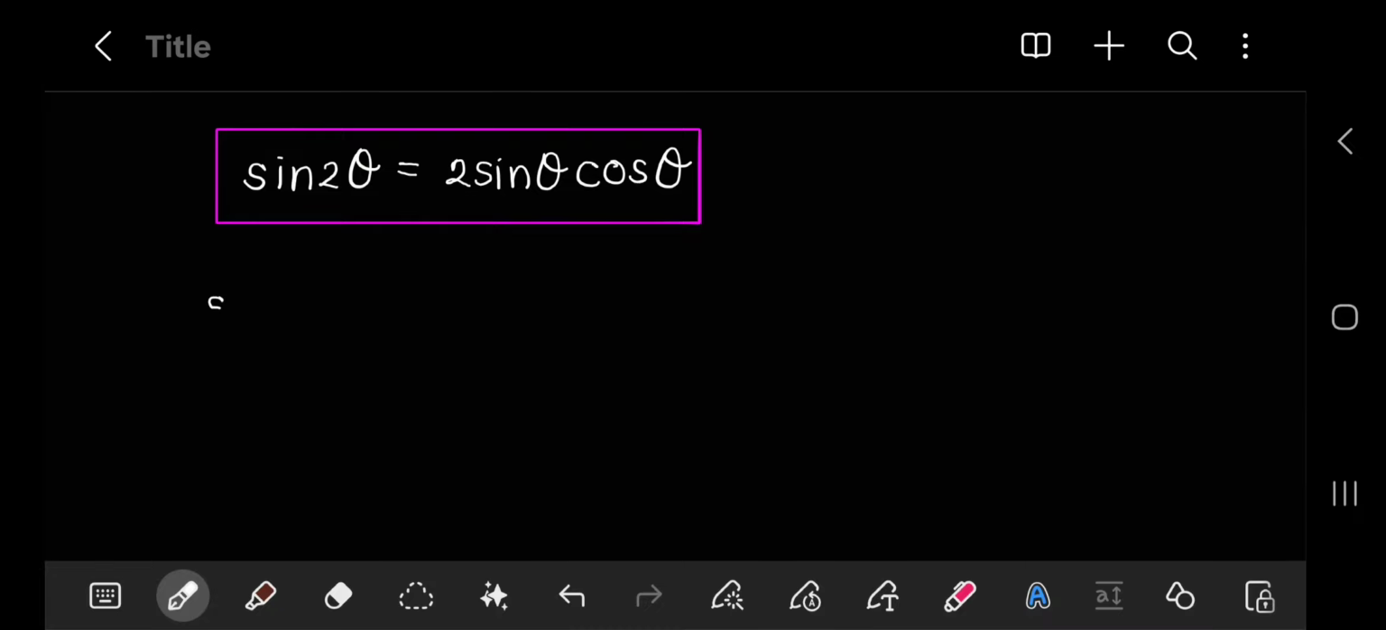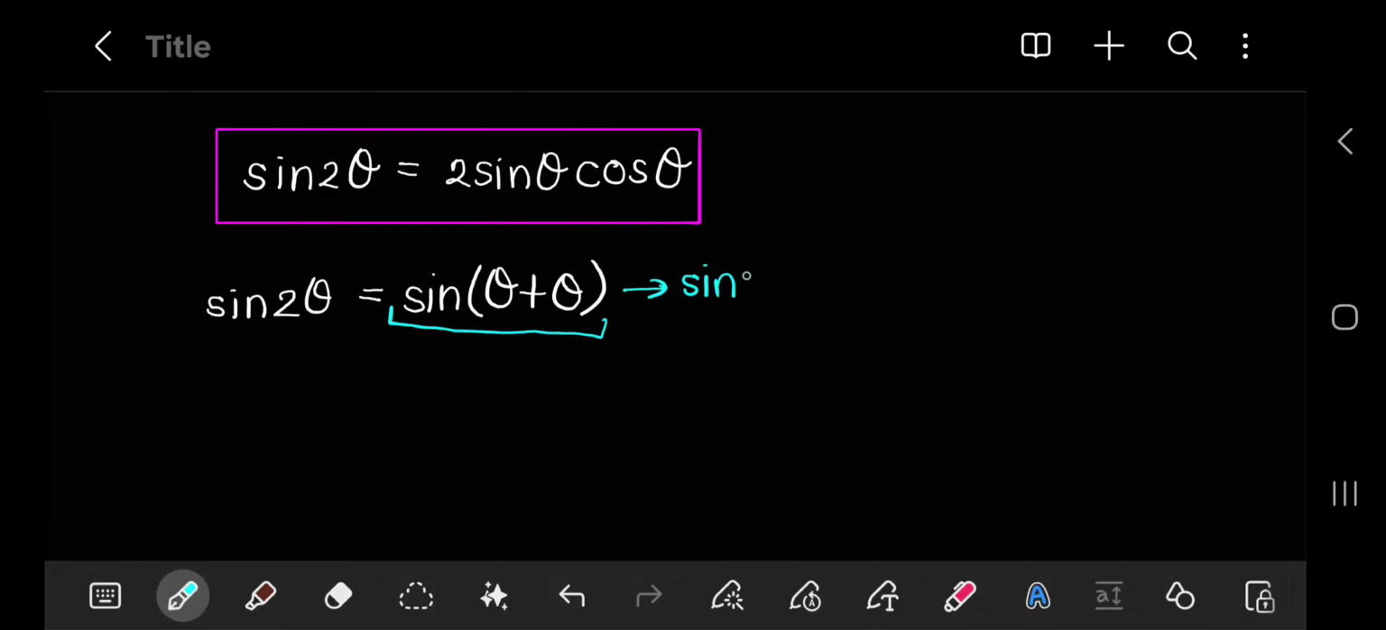Now, let's start off with the left-hand side where we have sine 2 theta. And the first step is to break up 2 theta as theta plus theta. Now, the reason why we're allowed to do this is because theta plus theta is 2 theta. So what we've actually done is we've compounded the angle. And that is extremely important for you guys to take note of, because compound angles is also something new in grade 12.